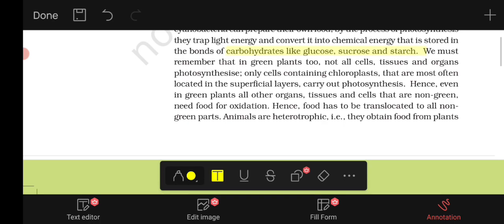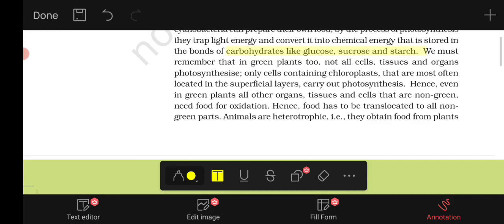All living things require food, because the food may be in different forms, but they all require it. Even those cells which do not photosynthesize, which lack chloroplasts and pigments, still require food for their oxidation. Hence, food has to be translocated to all non-green parts of the plant where food is not synthesized. We need to transport that food.